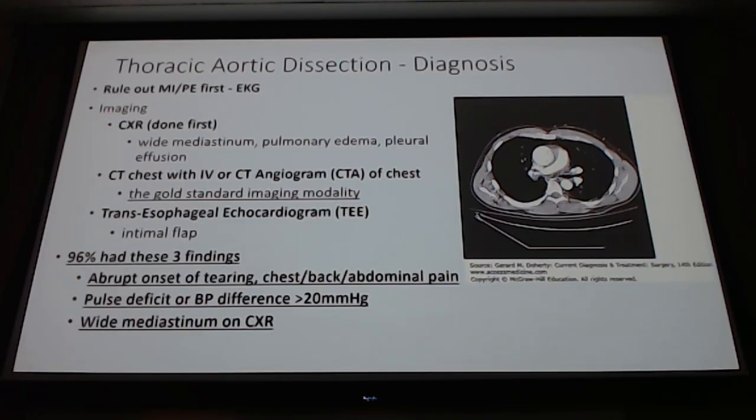And then if you don't have that mediastinal widening, but you are like, this really is screaming thoracic dissection, then you can go to CT. You can either do CT chest with IV contrast or a CT angiogram. That is the gold standard for imaging.